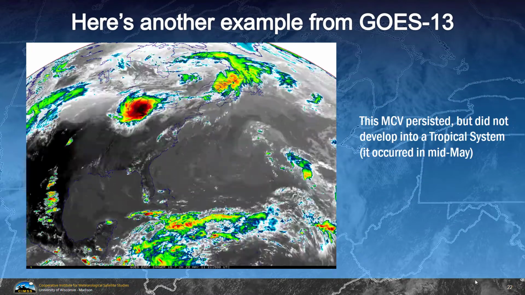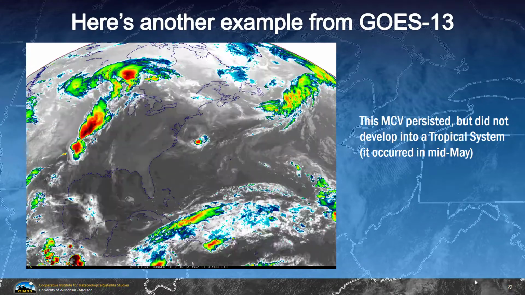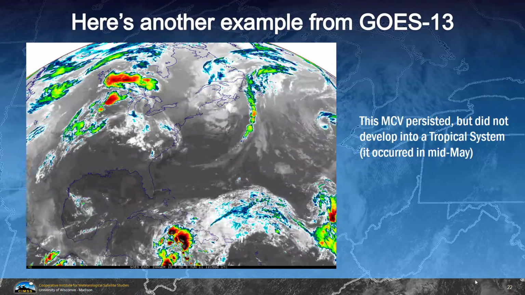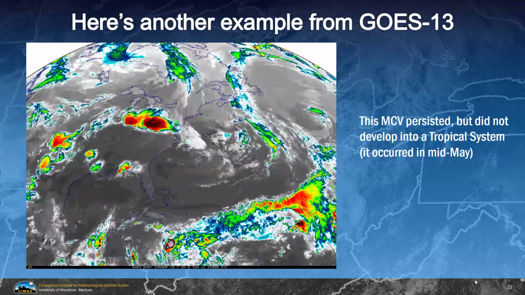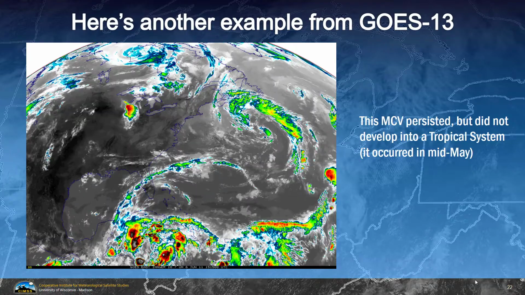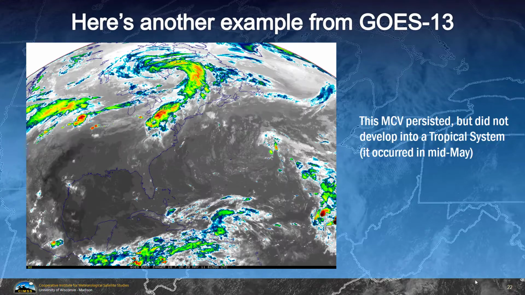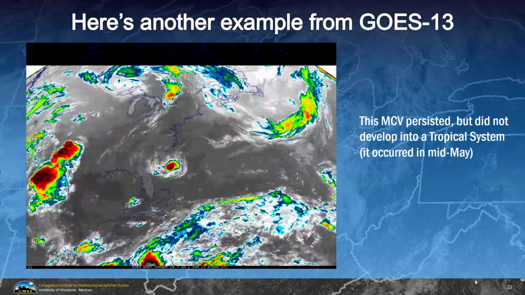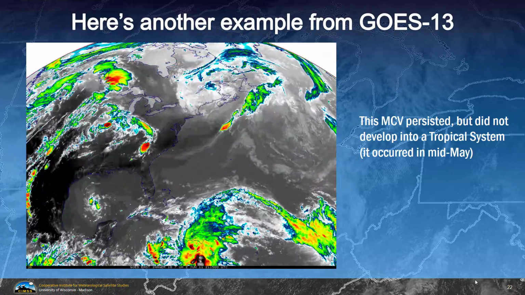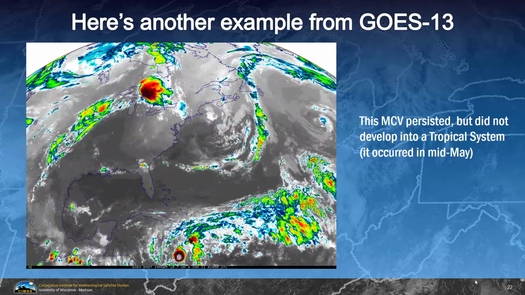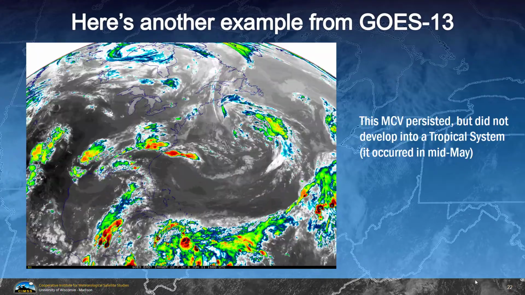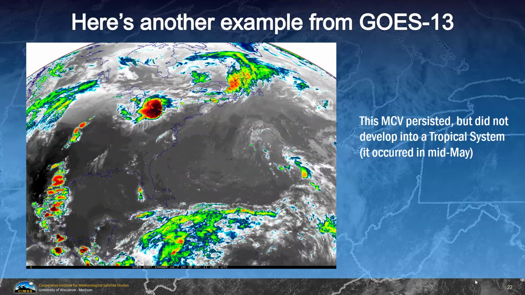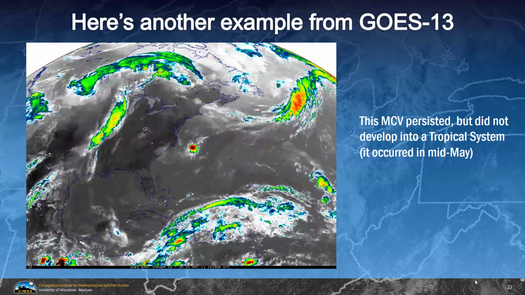Here's another example. This is from 2011. This is in late May, early June actually. And we see an MCV that starts out over the Midwest, moves over the Atlantic Ocean, then backs southeastward into the Florida Panhandle, and then keeps going into the Gulf of Mexico. For this particular one, there was not a tropical cyclogenesis, probably because the shear was a little bit too strong in the Gulf of Mexico, or maybe the waters weren't quite warm enough since it was late May, early June.